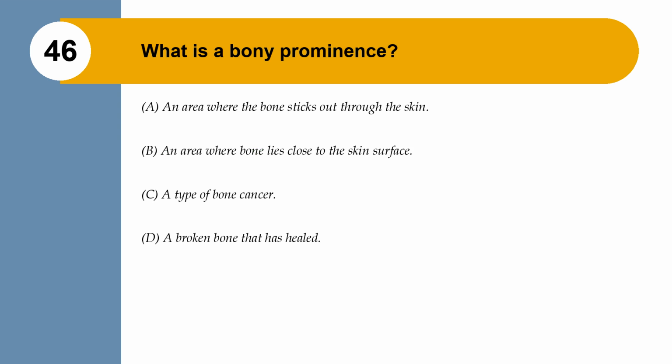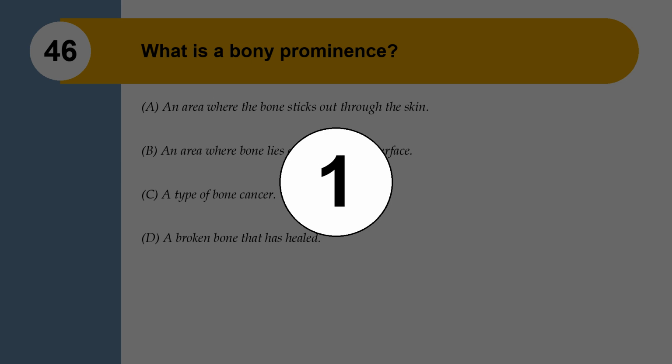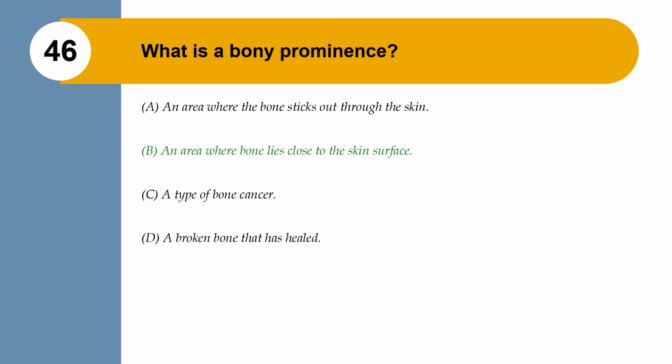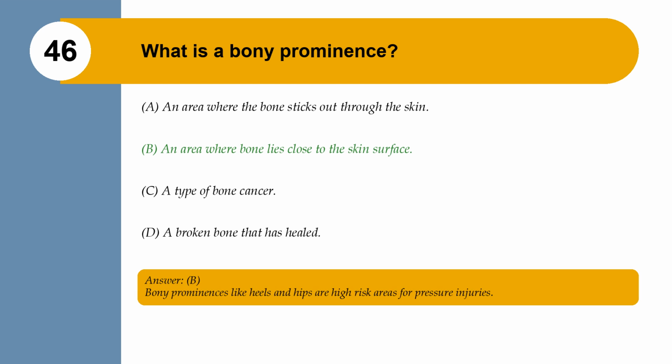Question 46. What is a bony prominence? Option A. An area where the bone sticks out through the skin. Option B. An area where bone lies close to the skin surface. Option C. A type of bone cancer. Option D. A broken bone that has healed. The correct answer is option B. An area where bone lies close to the skin surface. Explanation. Bony prominences like heels and hips are high-risk areas for pressure injuries.